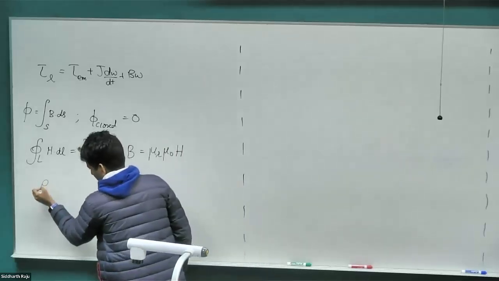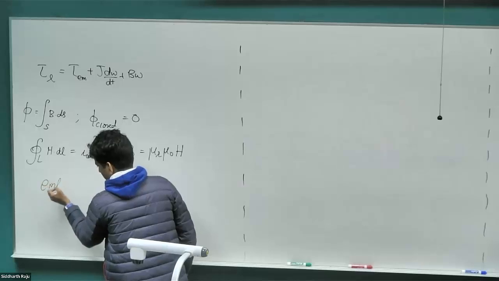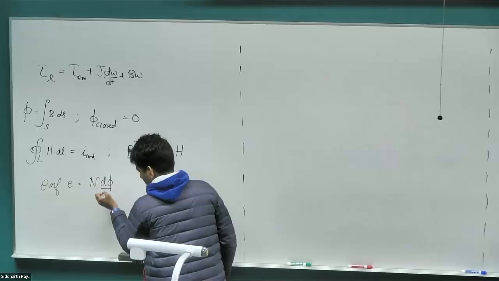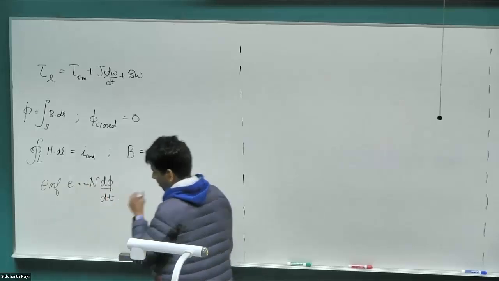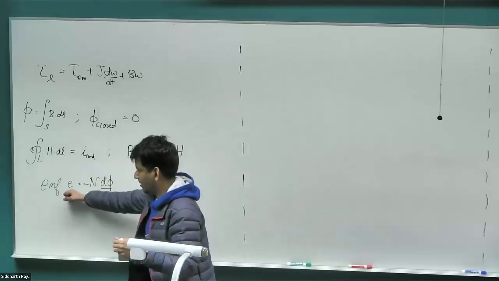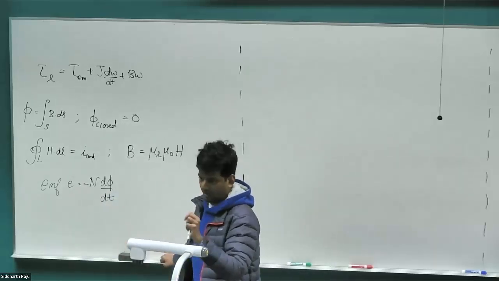And then the final equation for the EMF is N d phi by dt. It's up to you whether you want to include the negative sign or not. But when I ask you to plot the EMF, you need to make sure that the phase angle between the voltage and the current, the EMF and the currents, are correct.